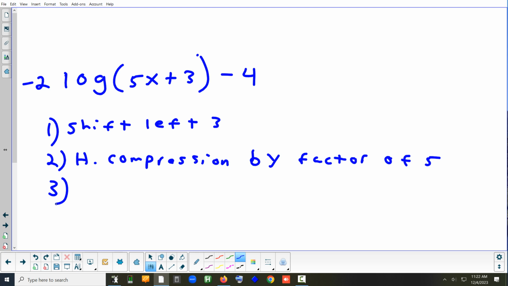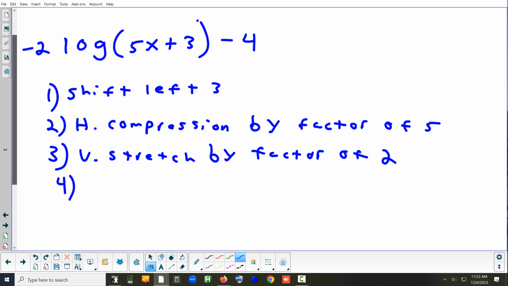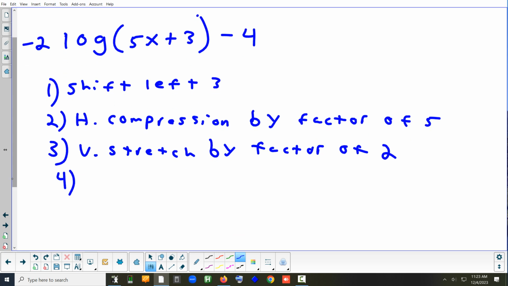What's the third thing that would happen? Yeah? So vertical stretch by factor of 2. Yep. And the fourth transformation? Yep. Would be shifting it down. Not yet. We are going to do that. There is a shift down 4, but there's something we have to do first. Yep. Flip it because of the negative.